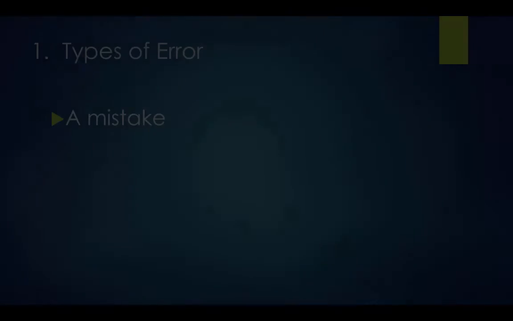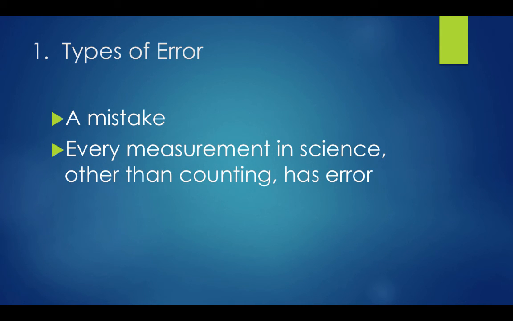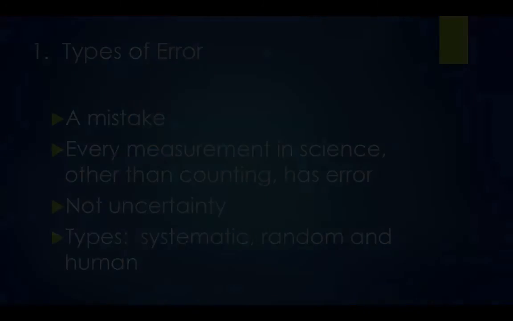Unit 3B, Error in Measurement. Error is essentially a mistake in making a measurement. Every single measurement made in science other than counting will have an error in it. Error is not uncertainty, which is something we will talk about in a later lesson. The three types of error that we will look at are systematic error, random error, and human error.